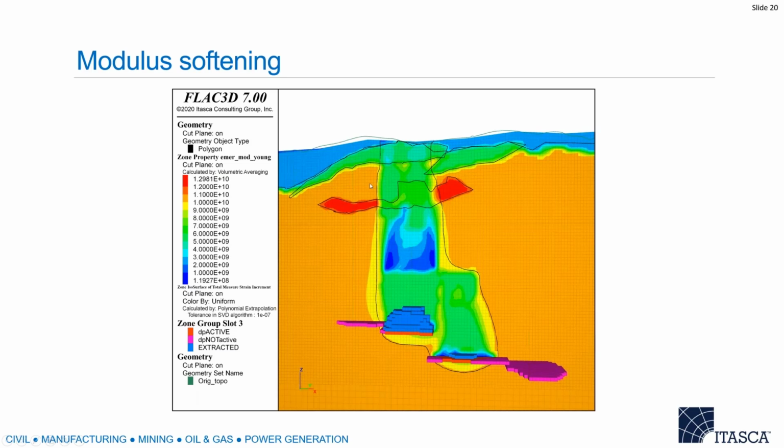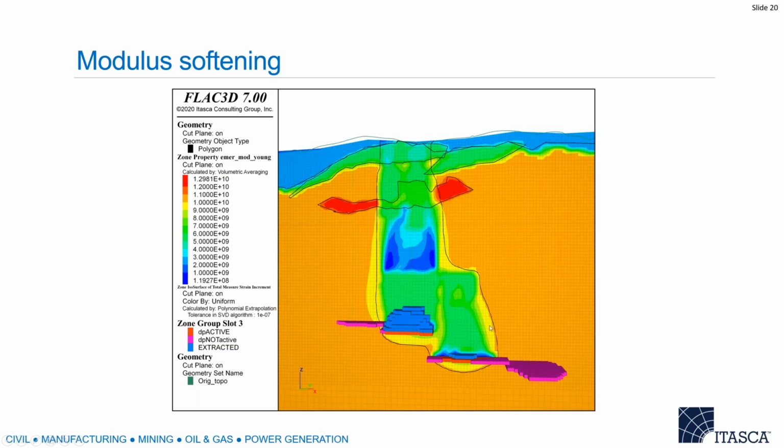On the top, this red area and this green and blue area are different geologies, but down here where it's orange, this used to be around 10 or 10.5 GPa for rock mass modulus. But you see as we get closer to the cave, especially in this area, the modulus goes down to around 1 or half a GPa.